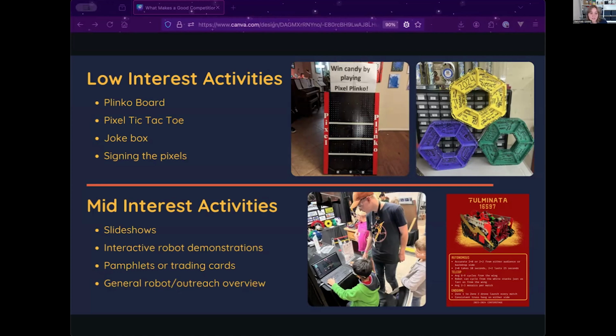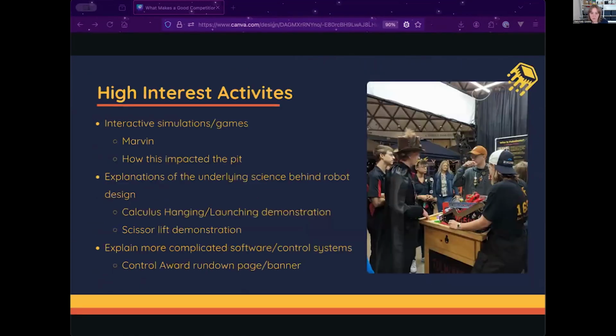So mid-interest activities could look like slideshows or interactive robot demonstrations, a general overview of your robot. And then high-interest activities is where you really want to have a good conversation with anyone who walks by. So this could be interactive simulations or games like our Marvin, our path planning software.